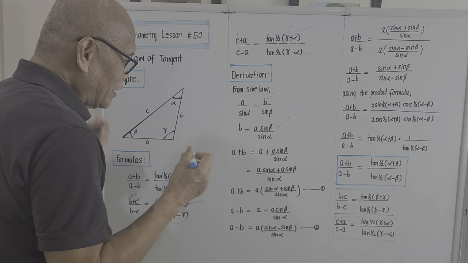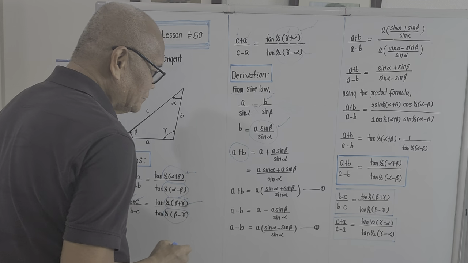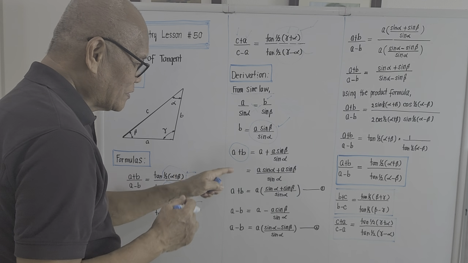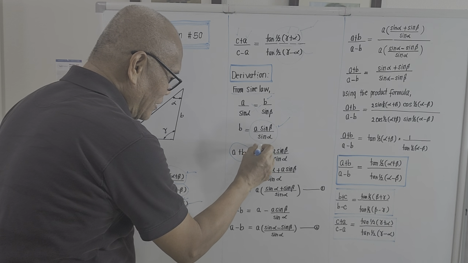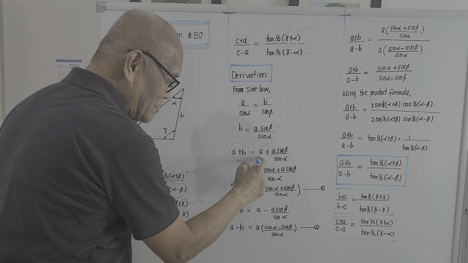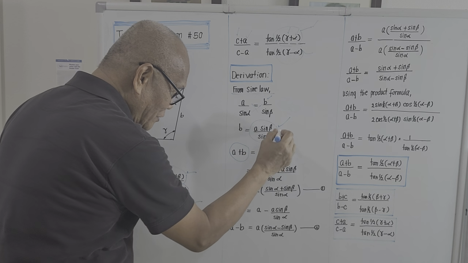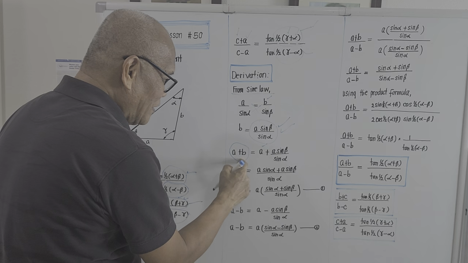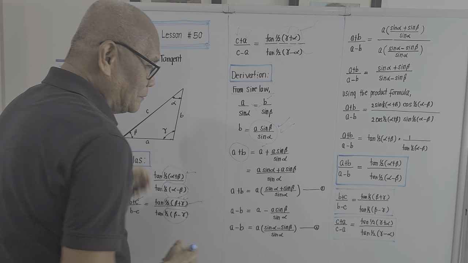So if I now write A plus B, I am representing the left hand side to be side A plus side B, and this should be equal to side A. I will not touch side A as it is. Then I will replace side B by using this equation here, the one we derived from sine law. So side B here should be A sine of beta over sine of alpha.